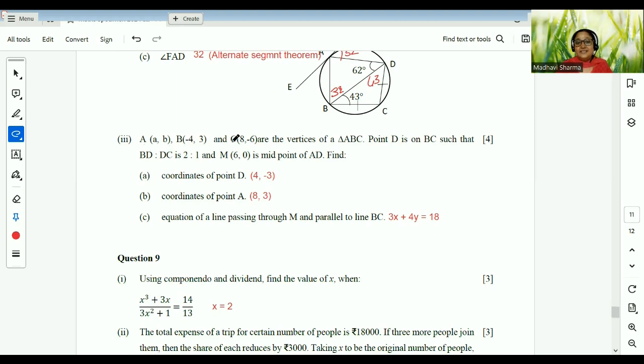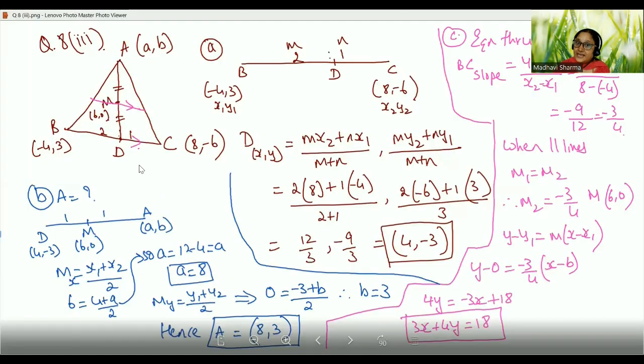A, B, C are vertices of a triangle ABC. D is on the line BC such that BD to DC is 2 is to 1. M is the midpoint of AD. Find the coordinates of D, point A, and the equation of the line passing through M, parallel to line BC. I have already solved this. Let me show you. A long sum.